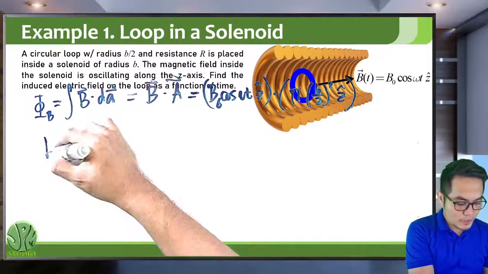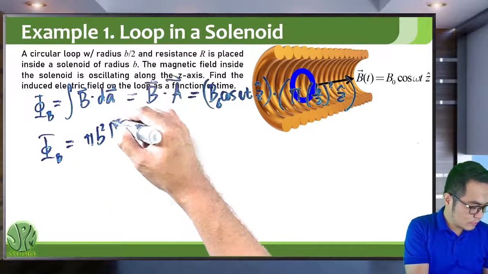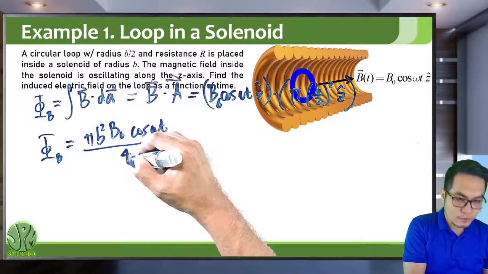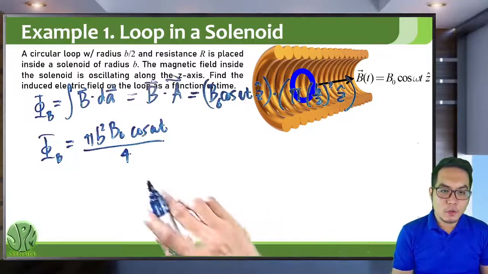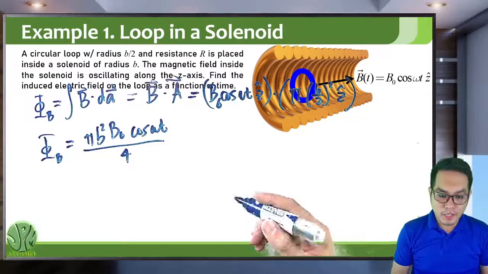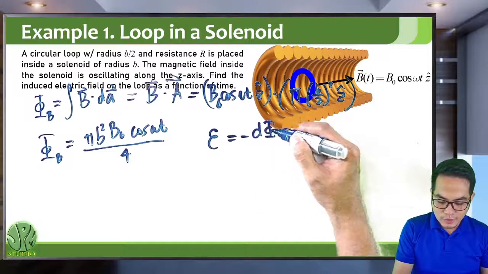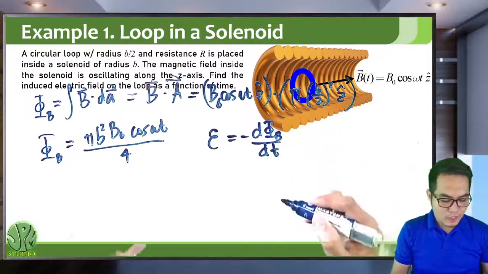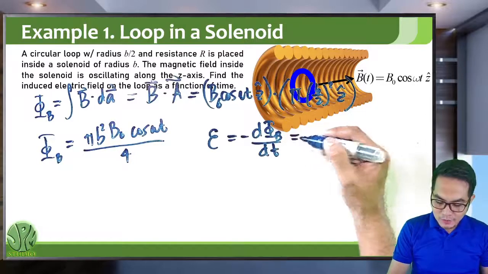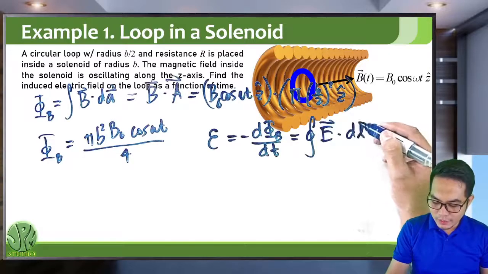So from here, we see that the flux is just equal to pi b squared B naught cosine omega t over 4. So knowing the flux, we can now solve for the induced EMF and the induced electric field. The induced EMF is just the negative change in the flux with respect to time. So basically, just take the derivative of this with respect to time and then negate it. And this is also equal to the closed integral of E dot dl.